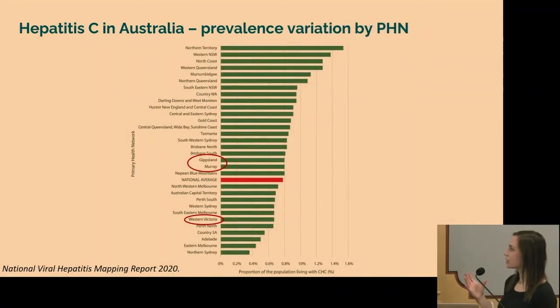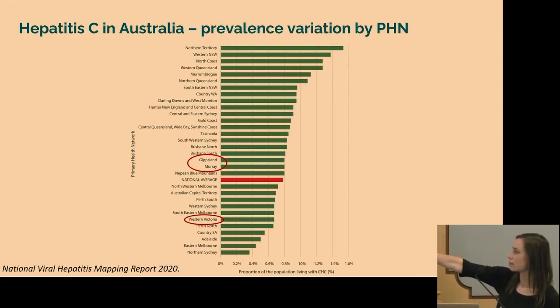And then again, presenting that in a different way. So this is again ranking all of the primary health networks in Australia from highest to lowest hepatitis C prevalence. And so I've highlighted the 3 regional Victorian PHNs. So you can see that Murray is just slightly above average, and Western Victoria is a little bit below average for hepatitis C. But you can see just from where the national average sits that there's a much greater representation of regional primary health networks.